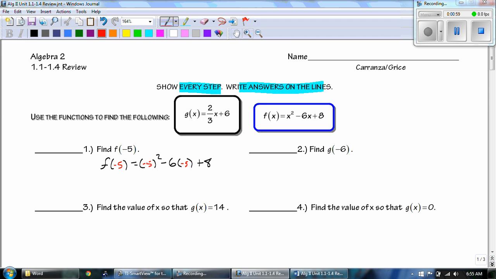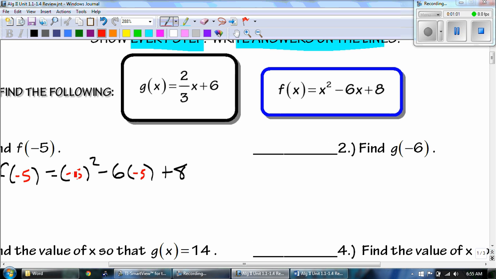So -5 squared would be what? Well, remember that's -5 times -5, so that's 25. So I have 25 minus 6 times -5 plus 8. So after I take care of exponents, I need to take care of multiplication, and that's -6 times -5. Good, positive 30.